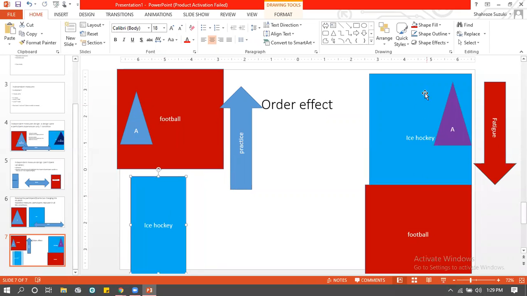We can give them resting time in between. But you're not going to be sure how long the resting time should be. So instead of doing this, we're going to do it this way.